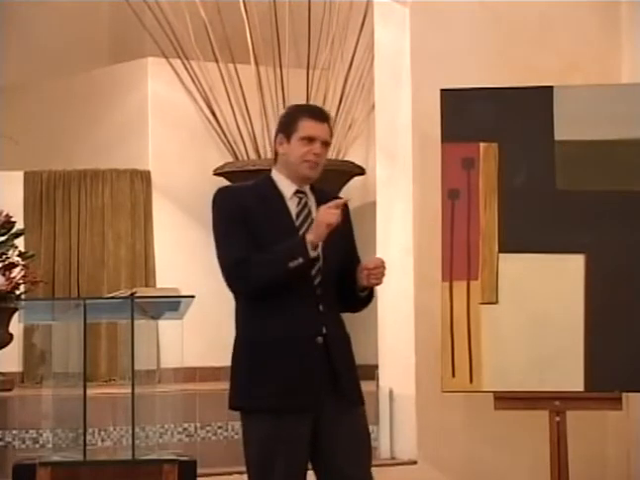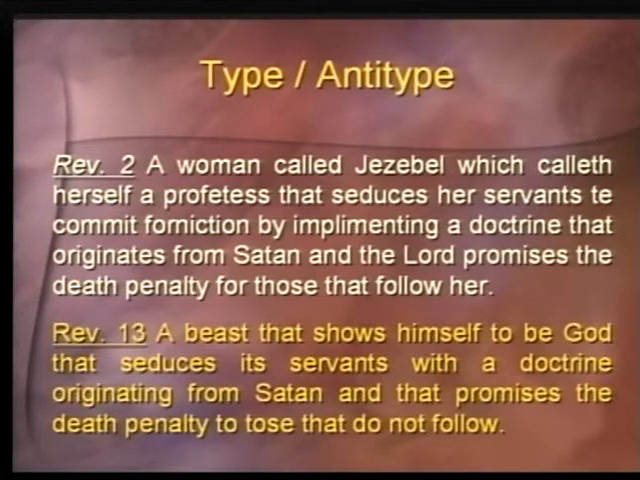Notice if we summarize Revelation 13, a beast that shows himself to be God, that seduces its servants with a doctrine originating from Satan, and that promises the death penalty to those, spelling mistake there, but don't worry about that, to those that do not follow. Can you now begin to see that there's a little reflection of this fourth church found in Revelation 2 and what's going on in the heart of Revelation 13?